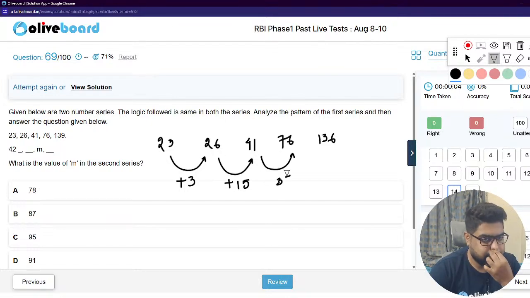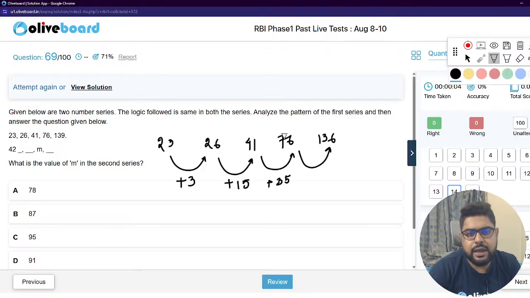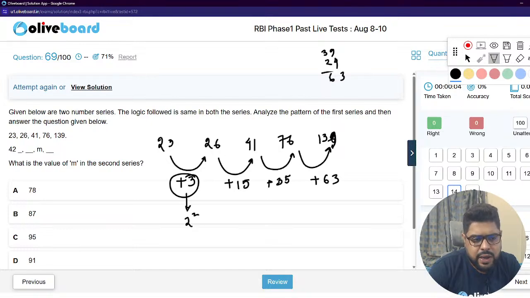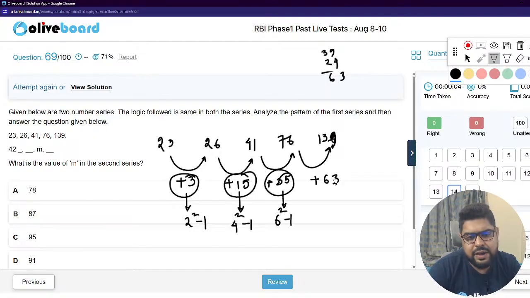36, 35. Looks like it has come, sir. 76 and this is sir, sorry, 139 tha, right? This is 24, 39, 24. 63. So you see, it's very simple actually. This is 2 square minus 1. This is 4 square minus 1. This is 6 square minus 1. This is 8 square minus 1.